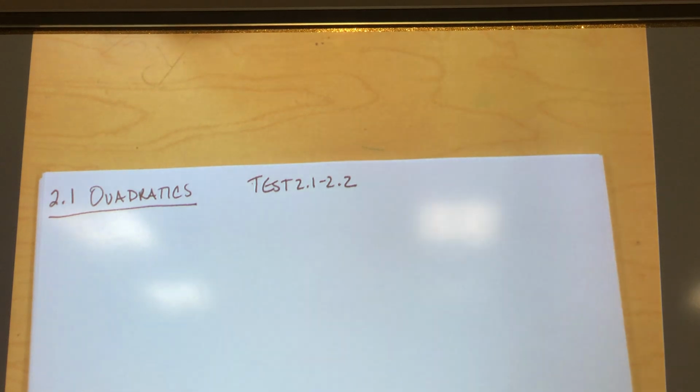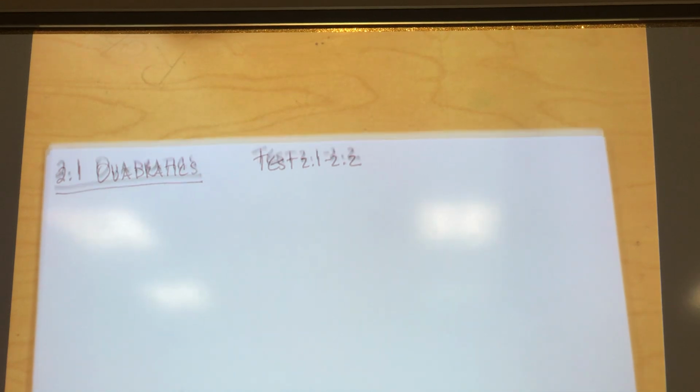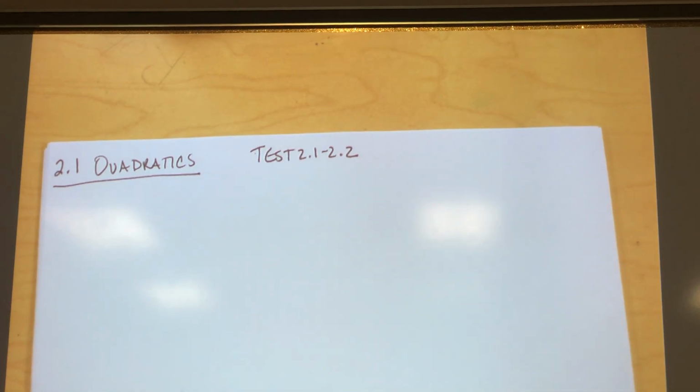Alright, so here we go. 2.1 is on quadratics. You'll have a test on 2.1 and 2.2. I won't quite get finished with 2.1 today, but I will come close. So I will do this for you, okay?